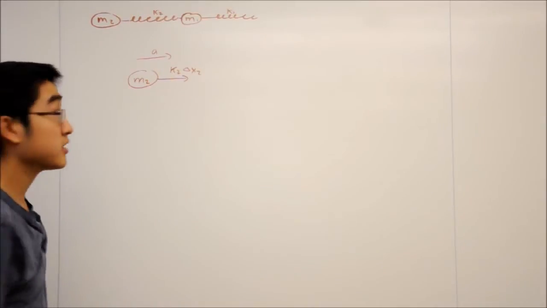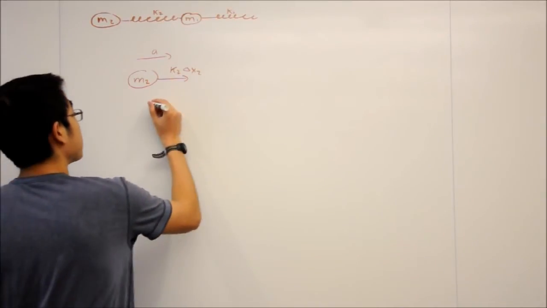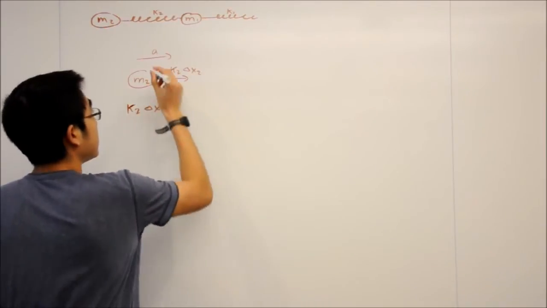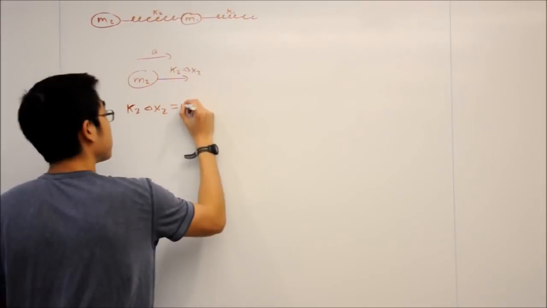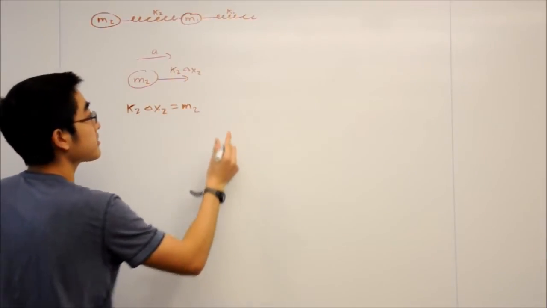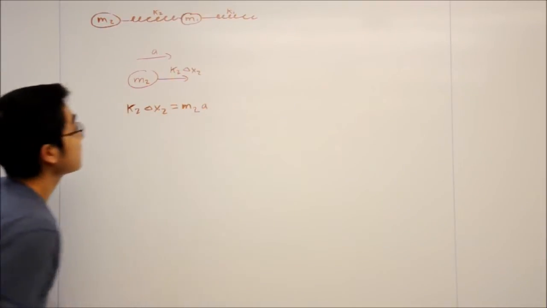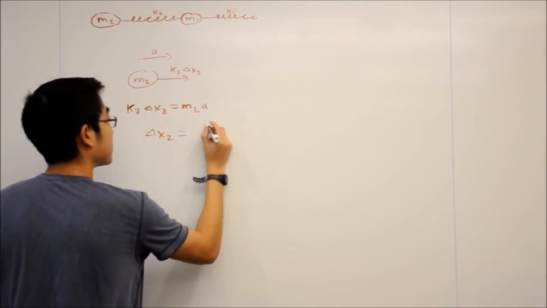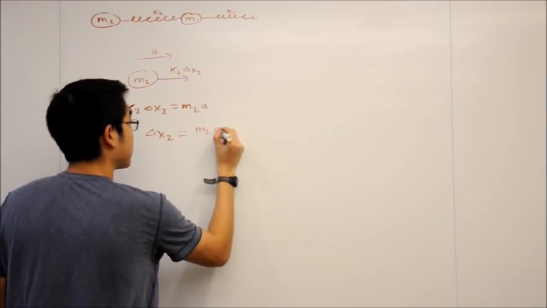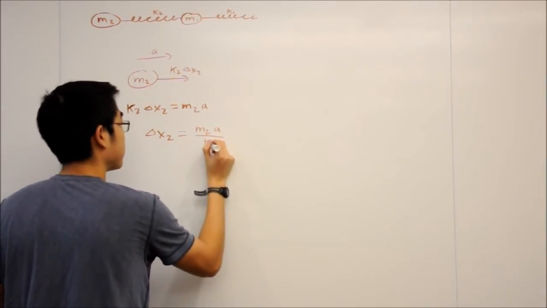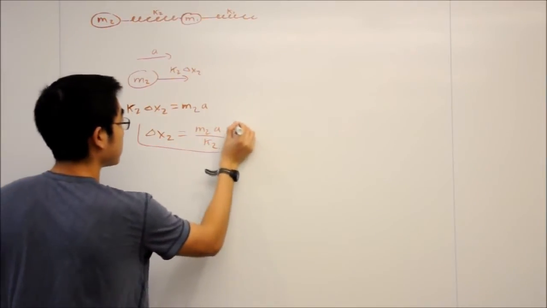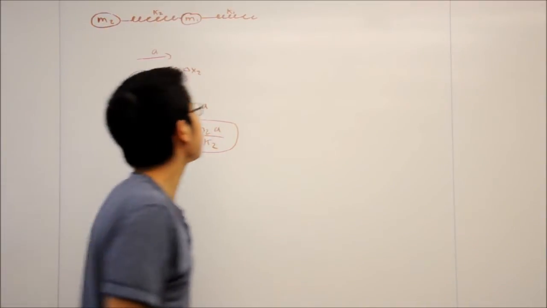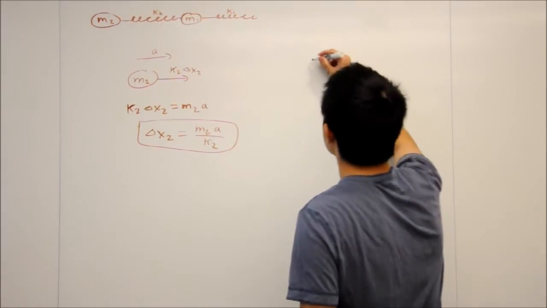So, by Newton's second law, we have that the net force, which is K2 delta X2, is equal to the mass, m2, times its acceleration, which is A. So this means that delta X2 is just m2 times A over K2. Alright, so we got one of them now. So let's draw the isolation diagram for the second mass, which is m1.